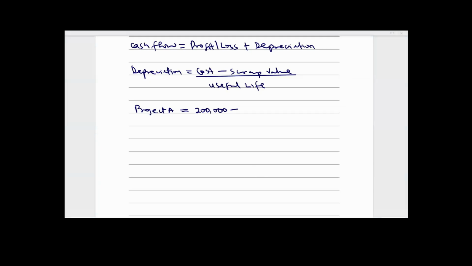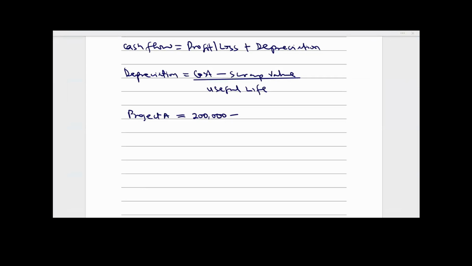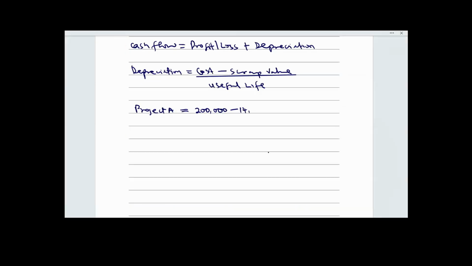14,000. Please, you have to be fast. 14,000 is the initial outlay, divided by the useful life of project A, I think it's 3 years. So 186,000 divided by 3. What do I have there? That's 62,000. Annual depreciation is 62,000 per annum.